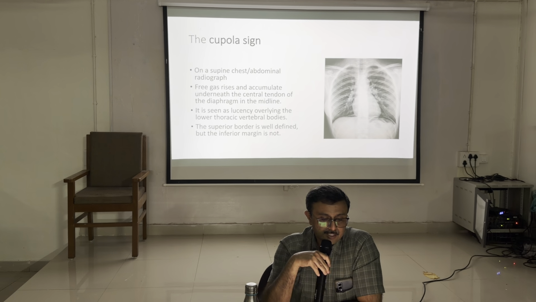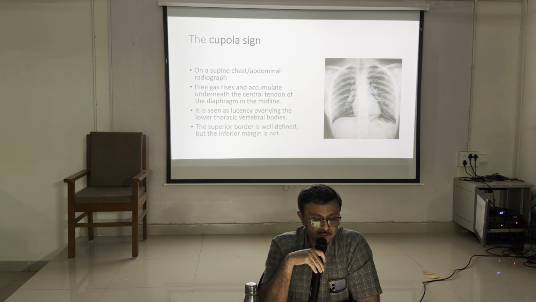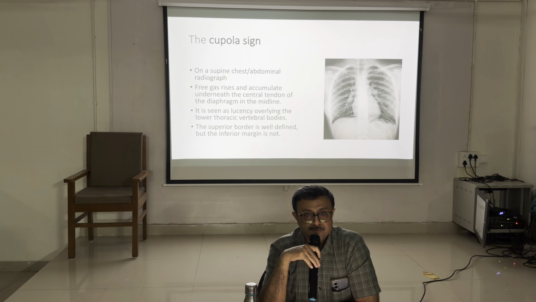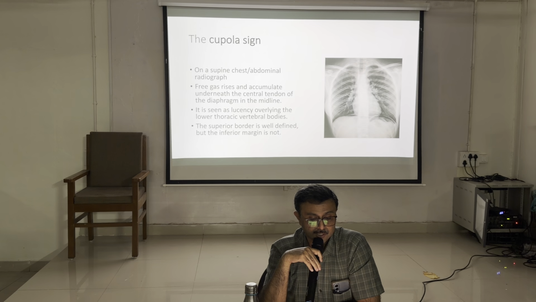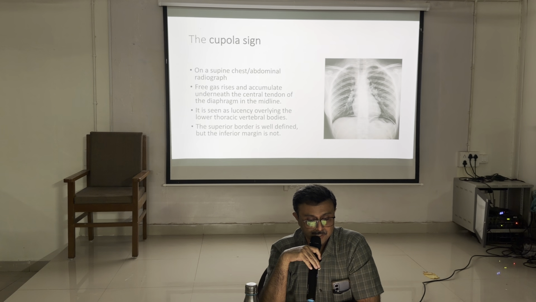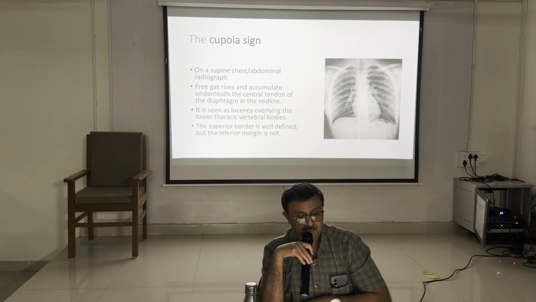On a supine chest or abdominal radiograph, the gas rises and accumulates underneath the central dome of the diaphragm at the midline. It is seen as lucency overlying the lower thoracic vertebral bodies. The superior border is well defined by the diaphragm. The inferior margin is not.